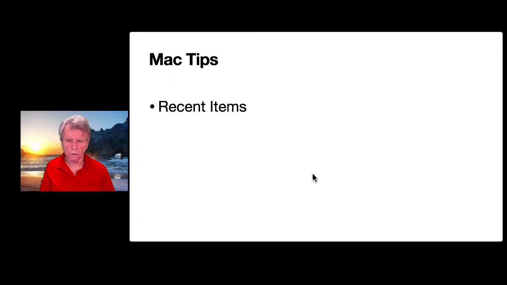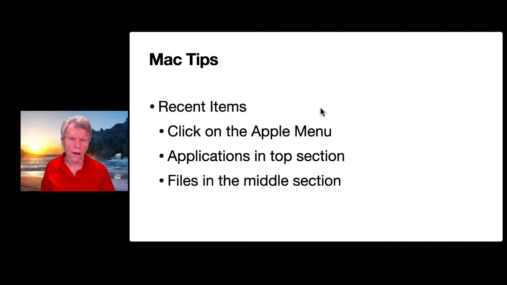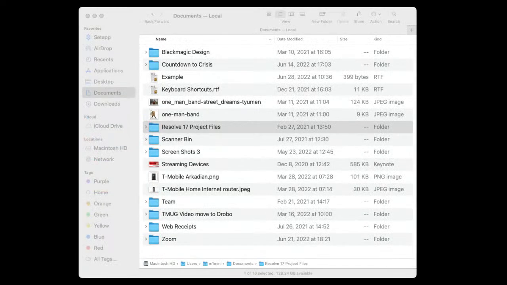So here's another little tip. It's called Recent Items. A lot of people don't know about this. To get to Recent Items, you go to your Apple menu in the upper left-hand corner of your screen, and it'll show applications on top, and it'll show files in the middle section. So let's go to that.